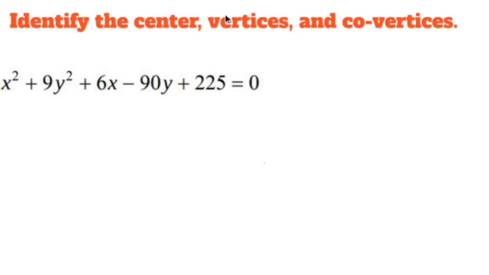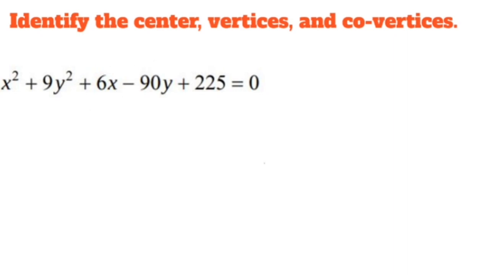Identify the center, vertices and co-vertices of this guy here. All right, well, first things first, it's not a parabola. It's not a circle. Why isn't it a circle? Because there's a number in front of y squared and not a number in front of x squared. So is this an ellipse? Yes. Why? Because both of these are positive. If one of these were negative, then it's something else. You'll find out in the near future what that something else could be.